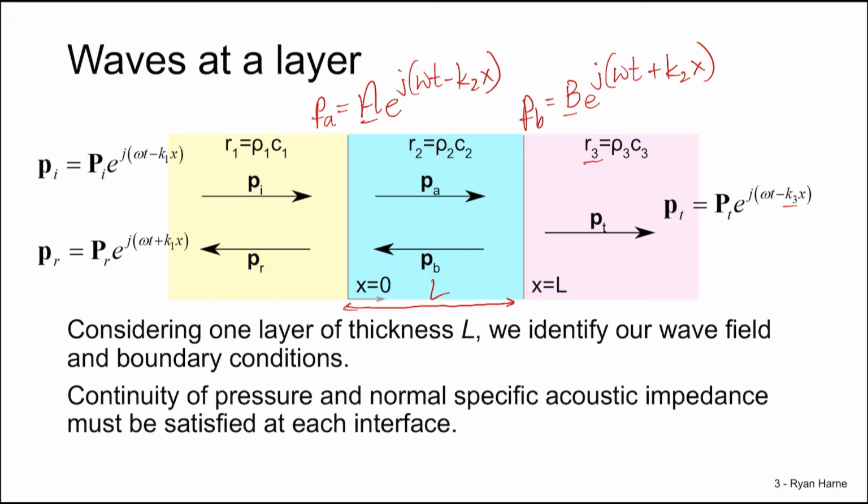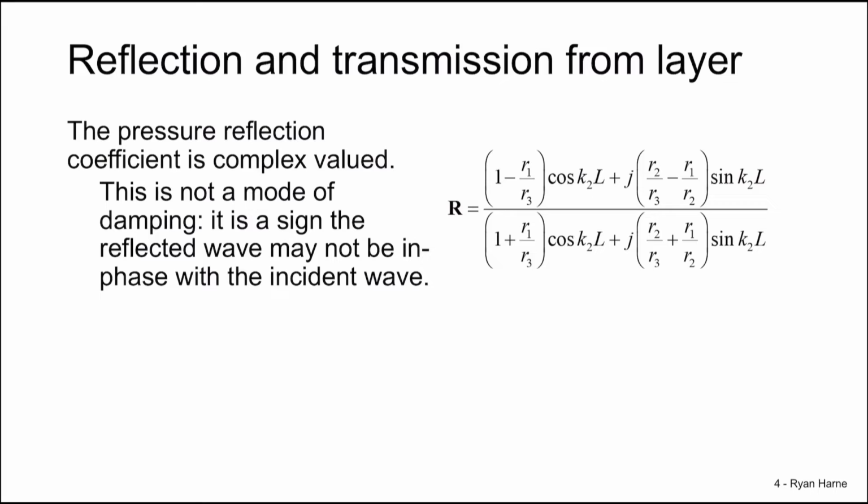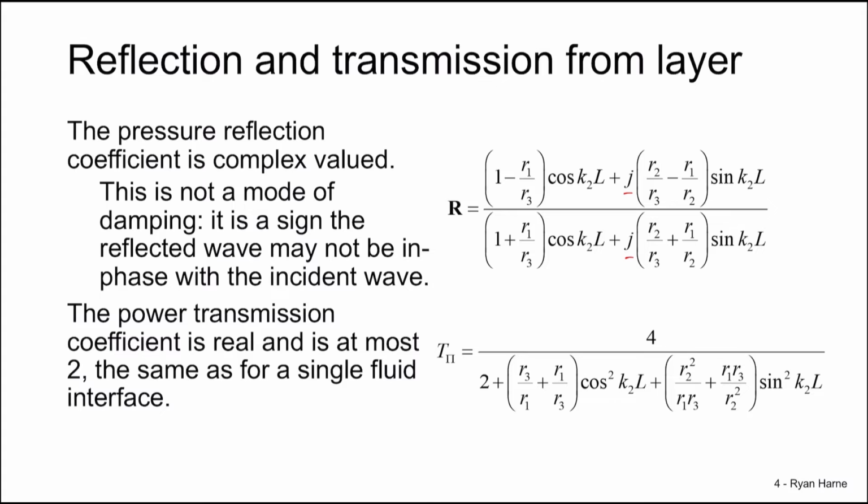In fact, this result, in theory, ends up being highly complex to express. Once we simplify it, we can find the pressure reflection coefficient first. It is in general complex because we see the imaginary number j in both numerator and denominator. This doesn't mean that the reflected pressure is damped. It just means that the phase of the reflected wave may be different than the phase of the incident wave. The power transmission coefficient, on the other hand, is purely real, and it's at most a quantity of 2, which is the same as we found for a single fluid interface.